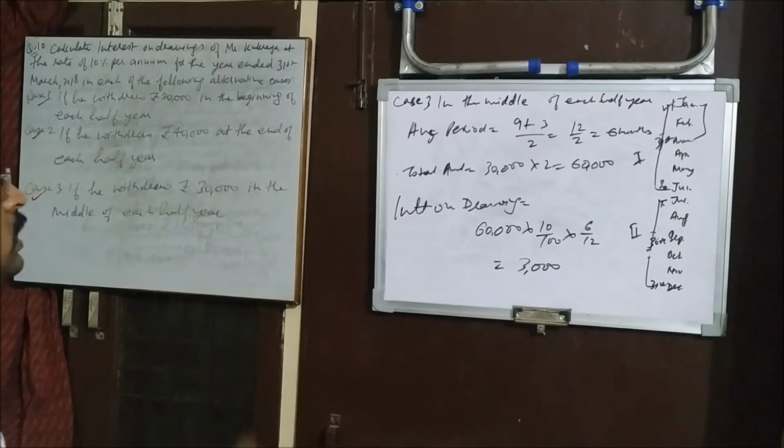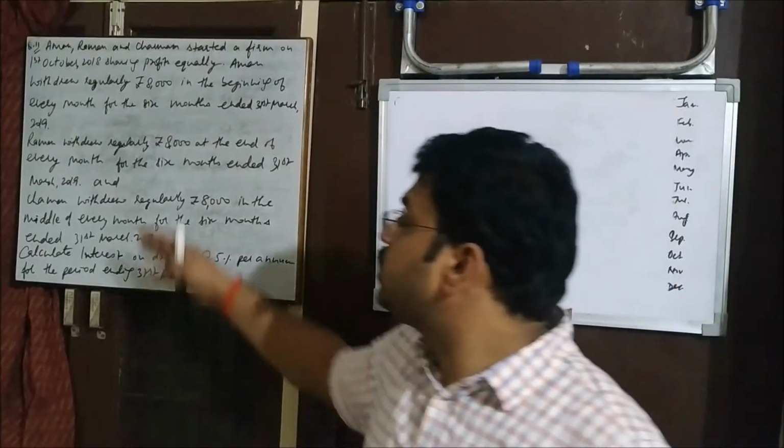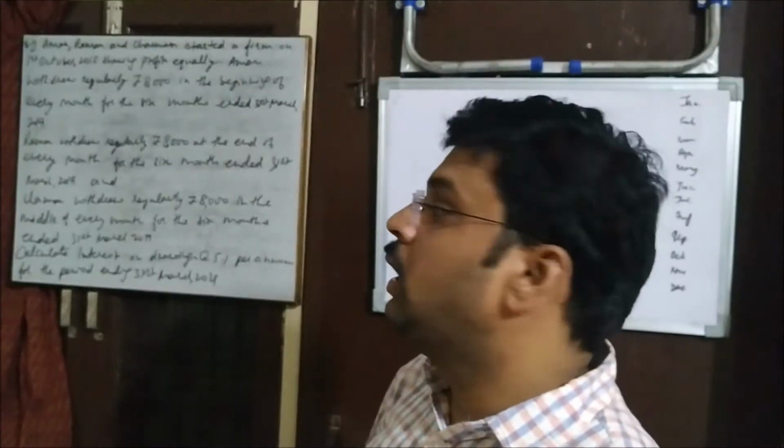Okay, so these 3 cases were related to half year. But I told you that there are 2 varieties of question related to half year. One variety we have discussed here, another variety we are going to discuss within a moment. You can see the question on your screen. So I have written the question here. You can have a look.